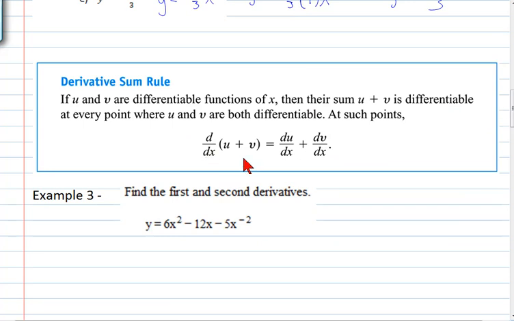The sum rule for derivatives. Basically, you can distribute derivatives across addition and subtraction. So we want to find the first and second derivatives in example 3. Well, the first derivative is what we've been doing. Guess what the second derivative is? It's the derivative of the derivative. So if this is y, what is the first derivative? 12x minus 12, negative 3, subtracting from a negative. You add the number, keep the sign. So there's the first derivative.